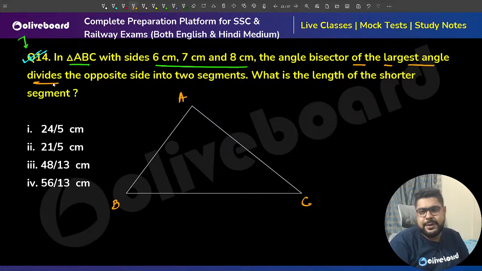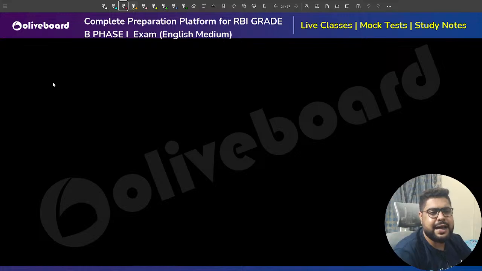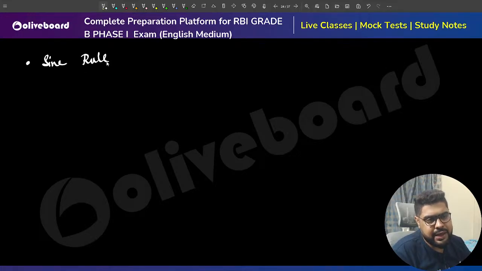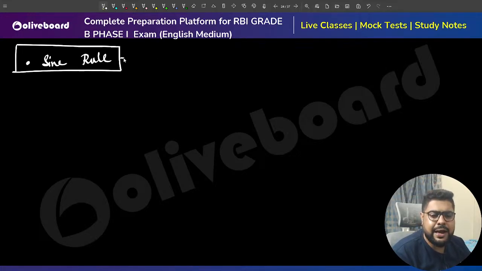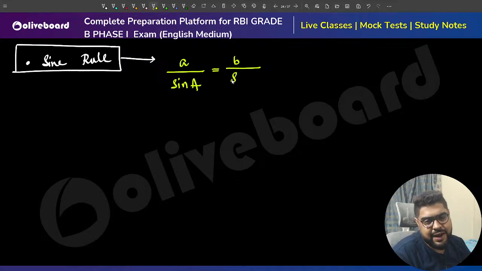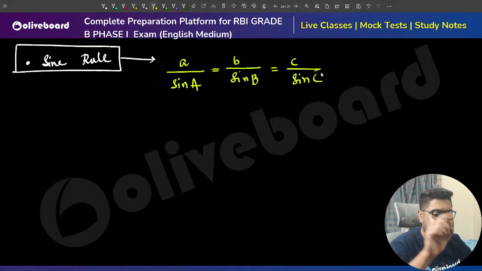Now let me say one thing, everyone. Sir, which angle will be the largest? For that, in the first class, I had given you one particular way. There is something called the sine rule. You remember? From there, we can conclude a few things. What is that? The sine rule says A divided by sine A is equal to B divided by sine B, which is equal to C divided by sine C. There were certain things.